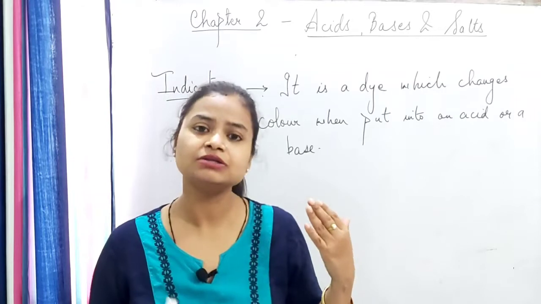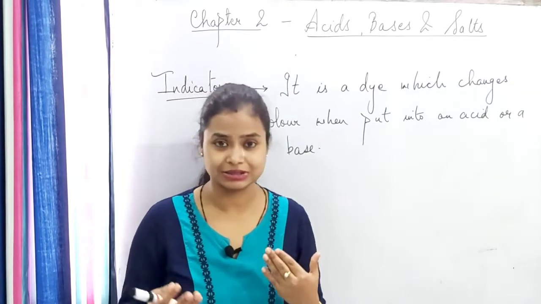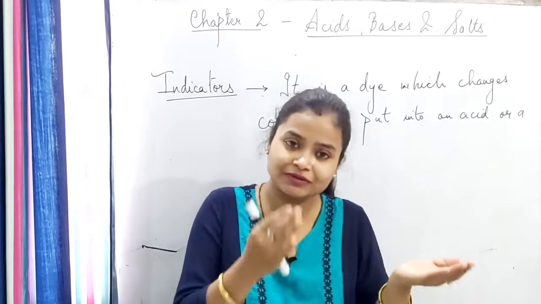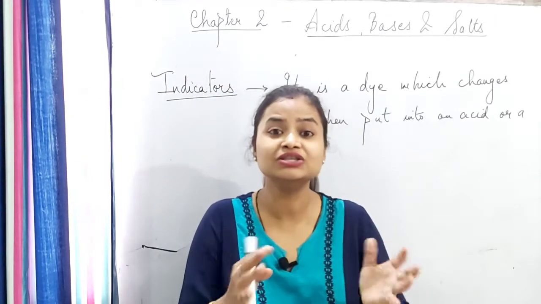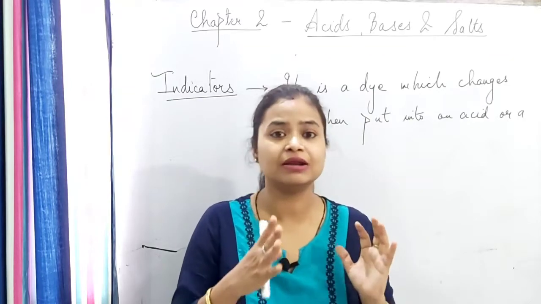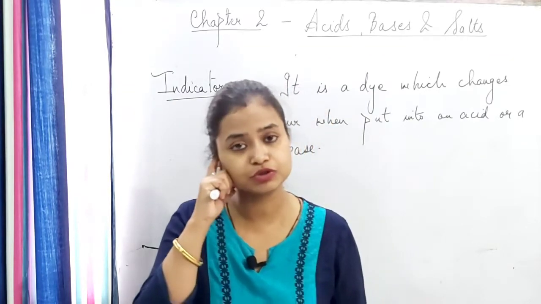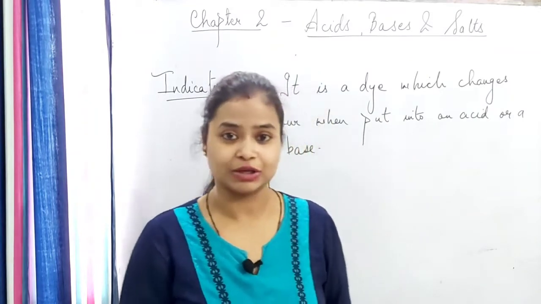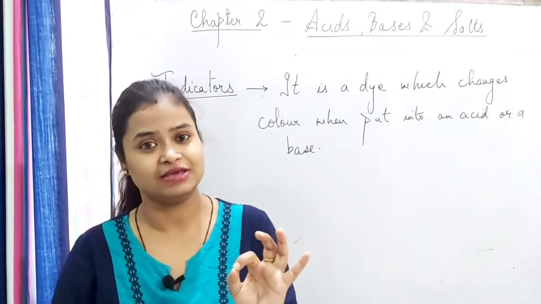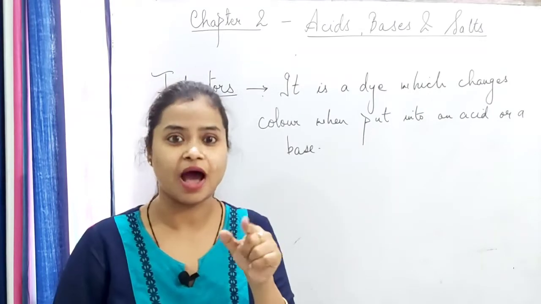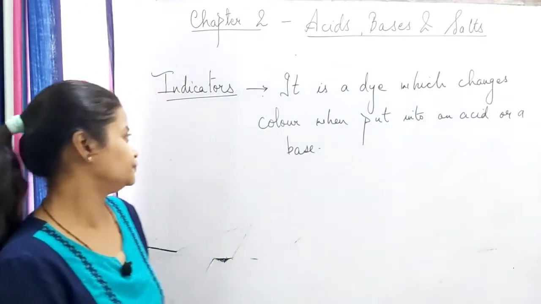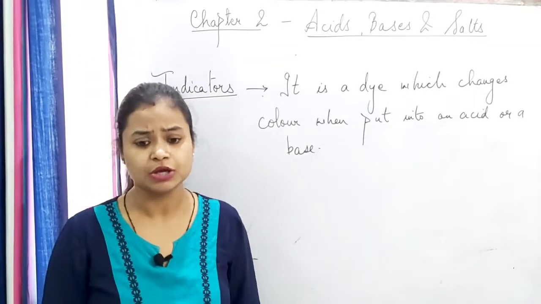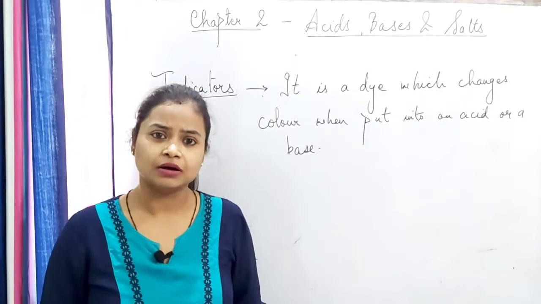So indicators are also colored substances, dyes, which when you put into an acid or a base, whatever their original color is, they will show a change in color, by which we can recognize whether the given substance is an acid, base or a salt. So indicators are dyes, D-Y-E-S, not D-I-E-S.